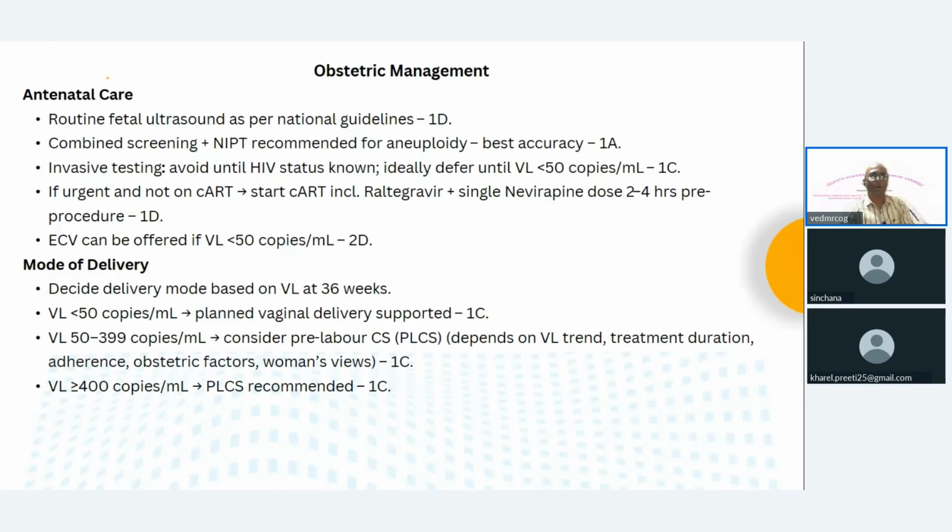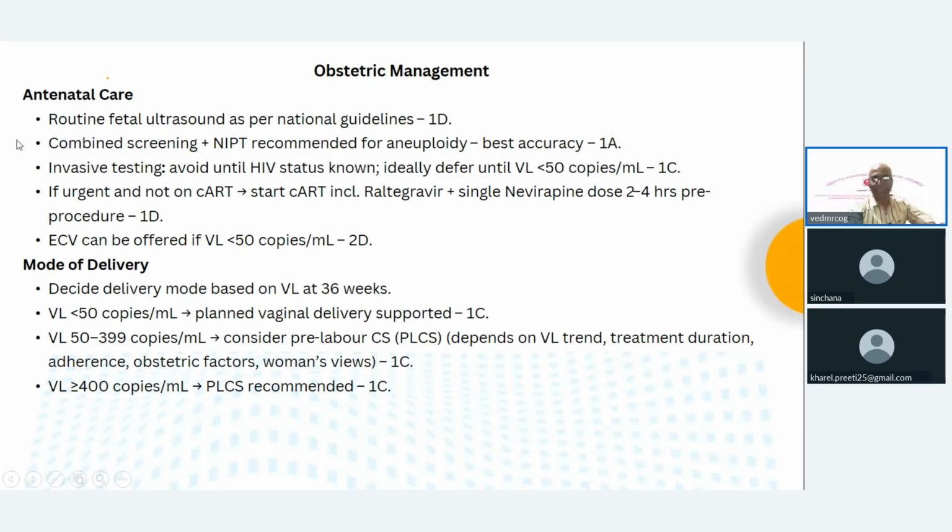Combined ART. Antenatal care, routine fetal ultrasound as per national guidelines. Then you will do the combined screening plus NIPT as usual. Then invasive testing. If this patient requires invasive testing, avoid it until HIV status is known. Ideally defer until viral load is less than 50 copies per ml. Remember this particular figure. This is a key figure. Viral load less than 50 copies per ml.